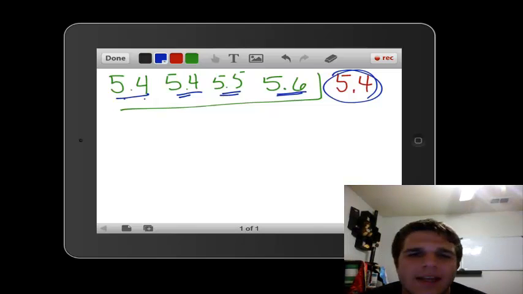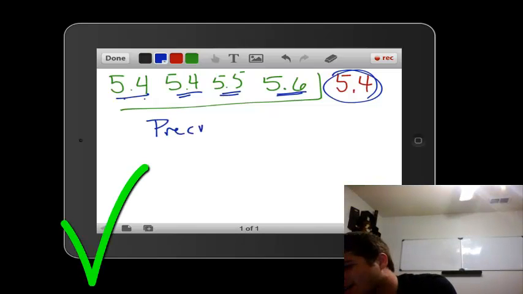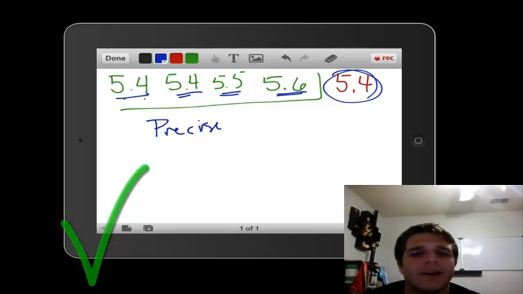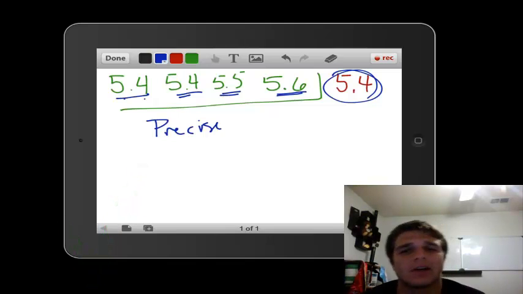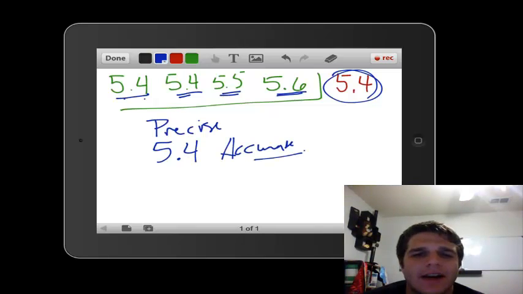So would you say that the result was fairly repeatable? They were all within 0.2 of one another, right? They were all really close together. So this is actually going to be very precise. Now, was it accurate? On average, you're probably going to say yes. All these are very, very close to 5.4. So that would make it accurate. Okay, so it's very accurate and very precise. So this would be a high quality set of data.